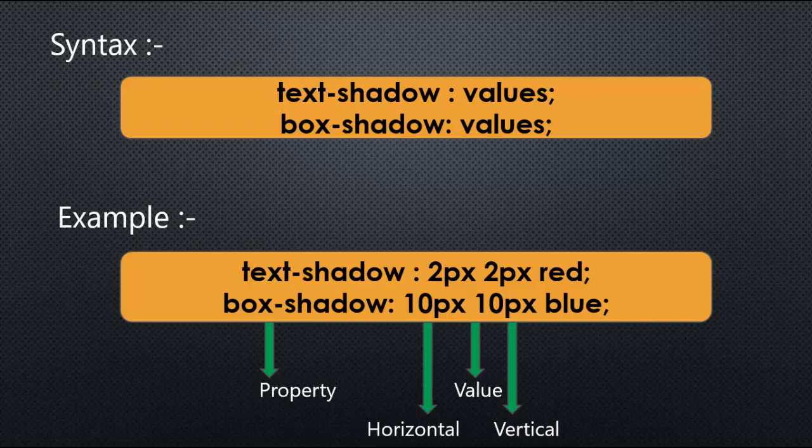Syntax. Text shadow is a property and we need to pass the value. Box shadow is a property, we need to pass the value. In the example I have taken, text shadow is a property passing the value of 2px, 2px and red. This first 2px represents horizontal and this second 2px represents vertical. Likewise we use box shadow also: 10px, 10px and blue. The first 10px is horizontal, the second 10px is vertical, and blue is the color.